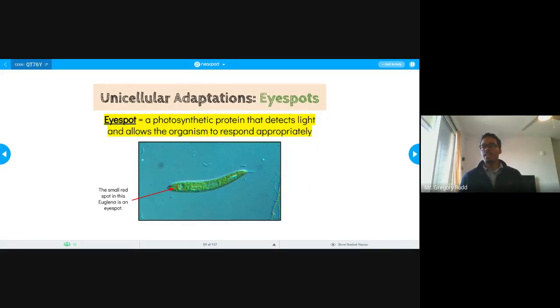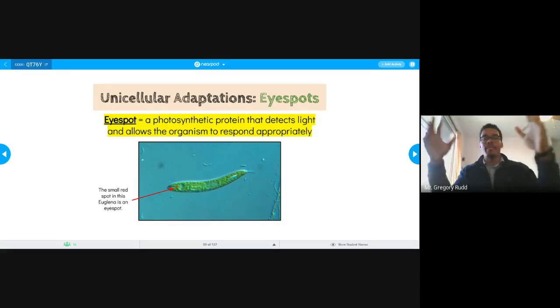Okay. So the first unicellular adaptation we'll discuss is an eye spot. We will discuss five different adaptations today. So for those of you who are writing in the outline method, hopefully you have enough room to write down five. Those of you who are writing your notes in a mind map method, you'll have five different branches today.